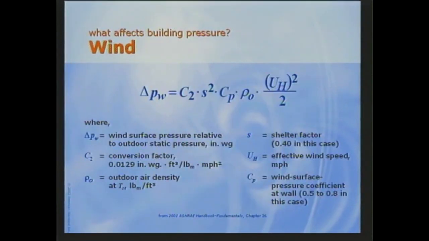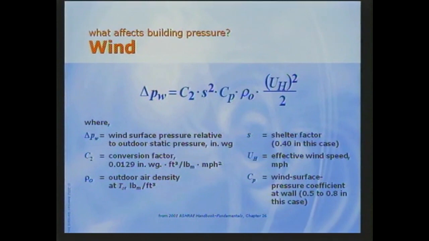Now let's consider the second driver. The wind exerts velocity pressure on the windward side of the building while depressurizing the leeward side. Wind may have little impact on a low-rise building or a mid-height building in the middle of the city, but it may be very important for a tall building or a poorly sheltered building in the middle of a field. ASHRAE gives an equation to calculate the wind pressure at any building elevation.